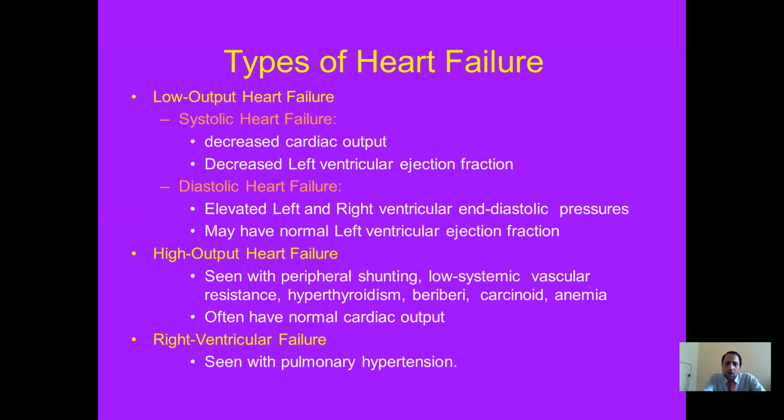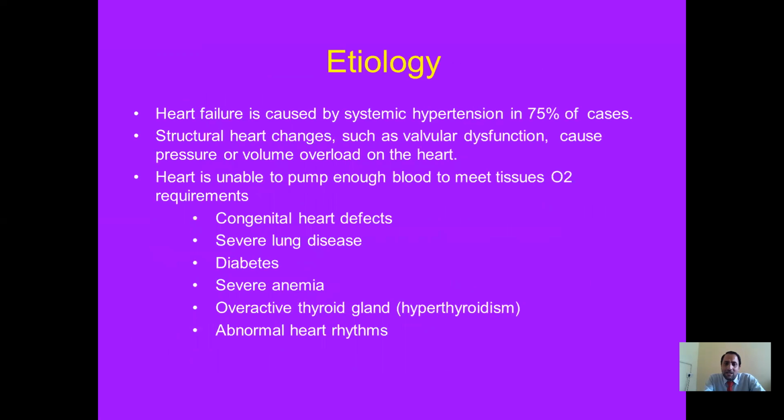And then we talk about right ventricular failure. It is mainly seen in pulmonary hypertension because the right ventricle mainly supplies blood through the pulmonary artery to the lungs. So it causes pulmonary hypertension.